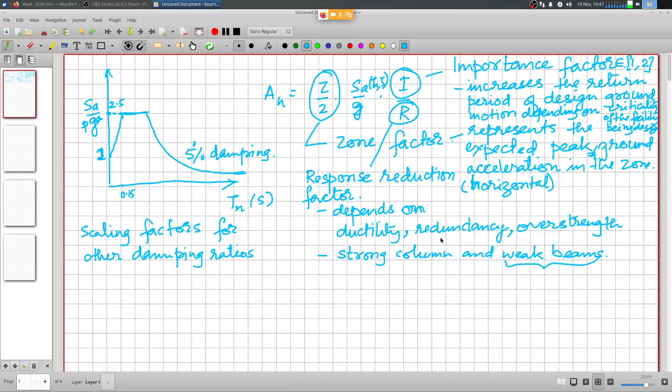Now secondly, the redundancy is of course your monolithic construction. I mean, for a complete collapse mechanism, you need certain plastic hinges to develop before the structure can be called to have failed, or loses its capacity to support the load. So higher redundancy of course is better behavior with respect to earthquake performance.